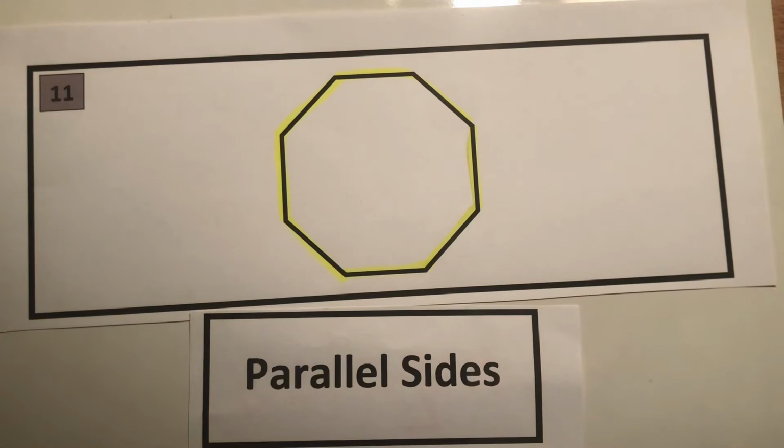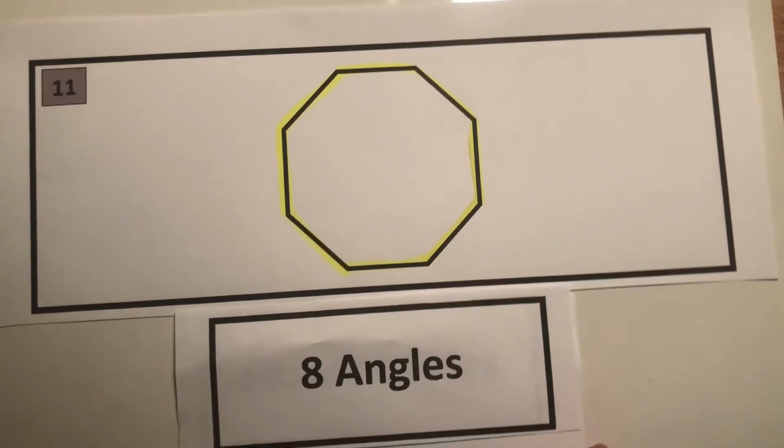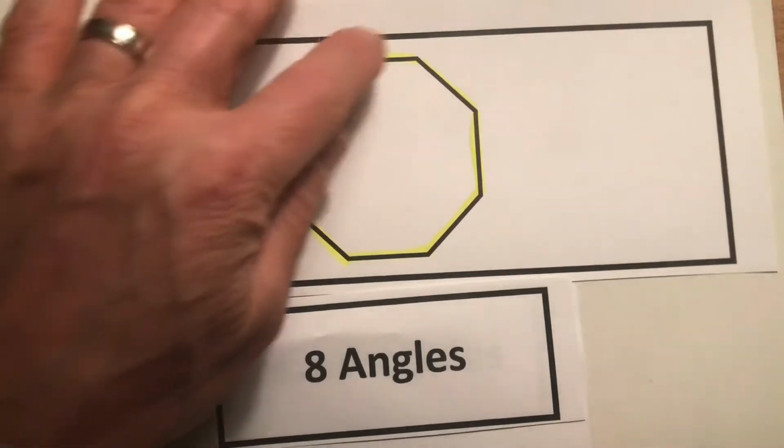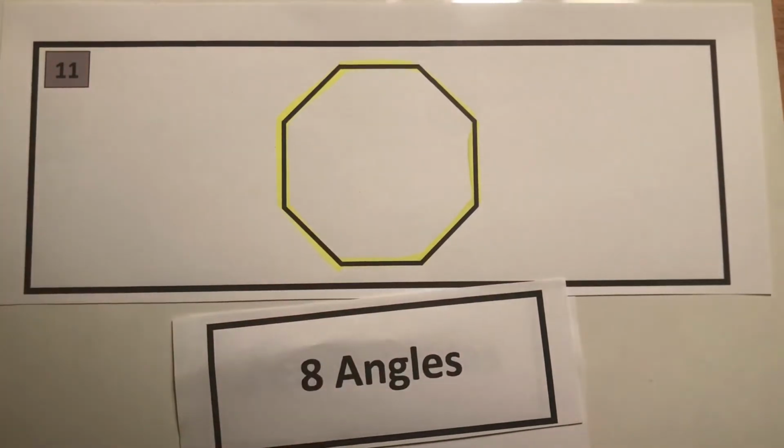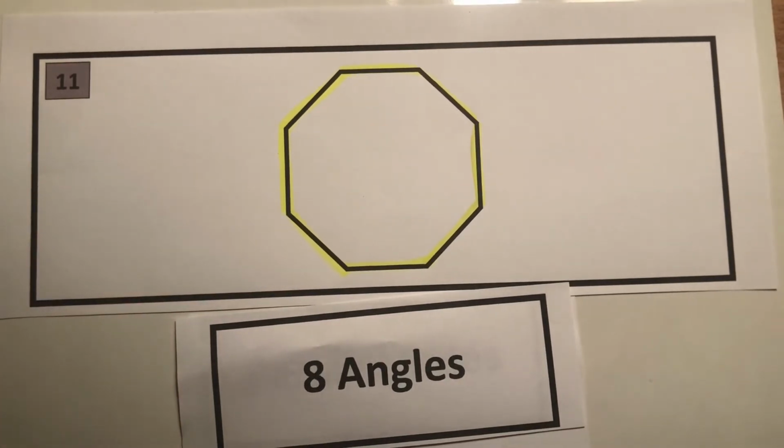Did you talk about the angles? How many angles does it have? Okay, 8 angles, right? You can count them 1, 2, 3, 4, 5, 6, 7, 8. Now, if it has 8 sides, it has to have 8 angles. Just like a triangle has 3 angles and 3 sides, okay? The sides and the angles always are equal.